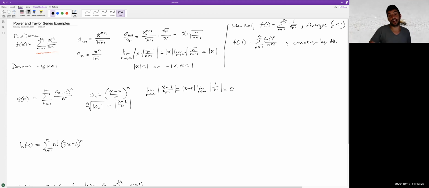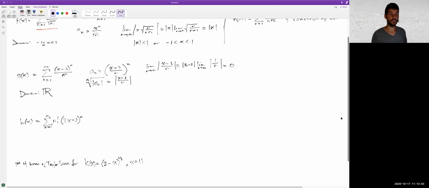And so that fraction is always going to 0, which tells me that the domain here is all real numbers. Okay, so our first one, we had a small interval. Here we have all real numbers. All right, one more of these kind.